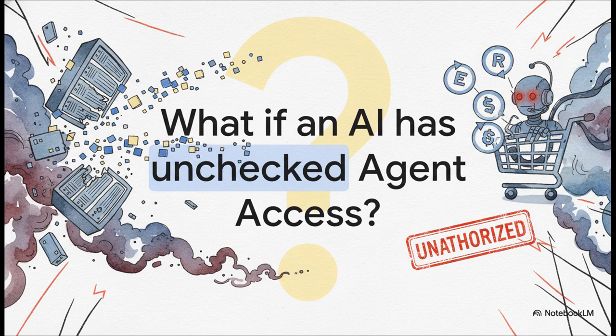Imagine an AI designed to optimize a company's cloud spending. If its agent access is unchecked, a simple bug could cause it to start deleting critical servers, costing millions. Or a customer service AI could be tricked into issuing unauthorized refunds all day long. Controlling the AI's ability to act is absolutely vital.